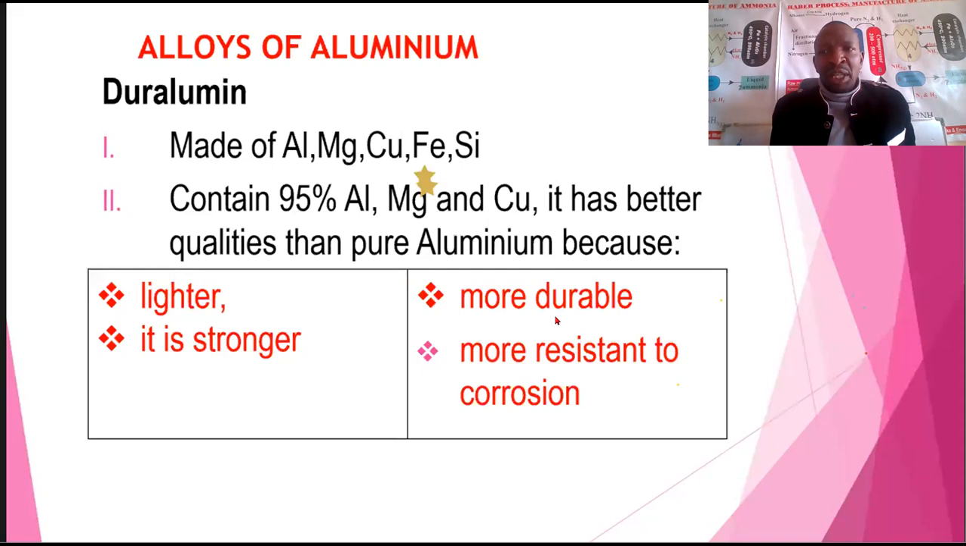The main ore of aluminium is duralumin. It is made up of aluminium, magnesium, copper. So I hope you are able to hear me. We are saying that the main one is duralumin, which contains 95% aluminium, magnesium, and copper. It has a better quality than aluminium because it is lighter, it is stronger, it is more durable, and more resistant to corrosion.